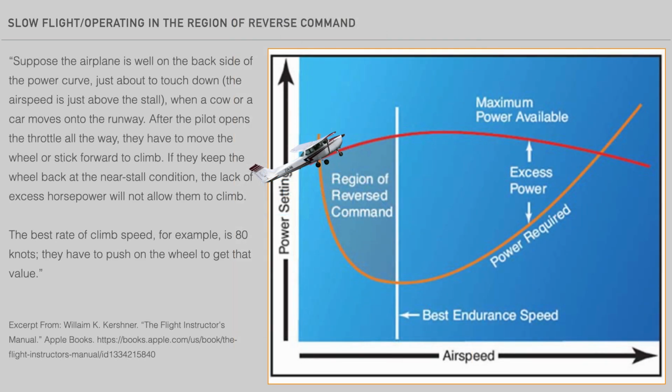Now let's look at a practical example from Bill Kershner's book, The Flight Instructor's Manual. Suppose the airplane is well on the back side of the power curve and just about to touch down when a cow or car moves onto the runway. After the pilot opens the throttle all the way, they have to move the wheel or stick forward in order to climb. If they keep the wheel back at the near stall condition, the lack of excess power will not allow them to climb. The best rate of climb speed for this example is 80 knots, and they have to push the wheel forward to get that value.